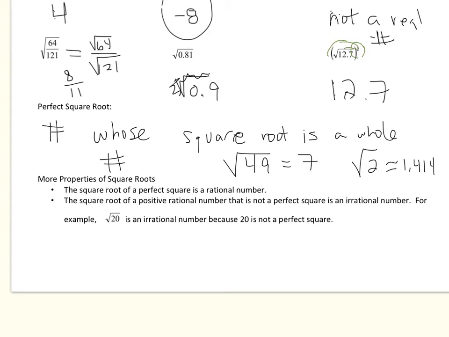The square root of a perfect square is always a rational number. The square root of a positive rational number that's not a perfect square is an irrational number. So like this is an irrational number. It's some weird decimal like pi where it just keeps going on and on. Square root of 20 is another example because there is no number times itself that gives us 20.